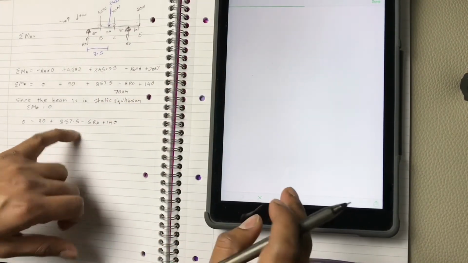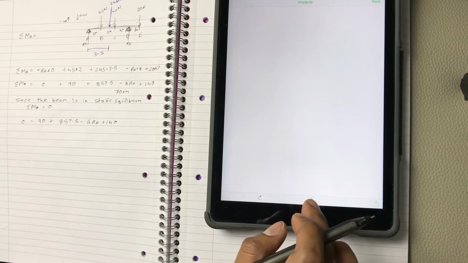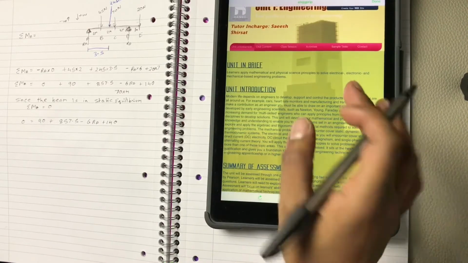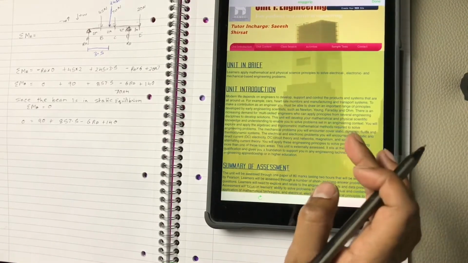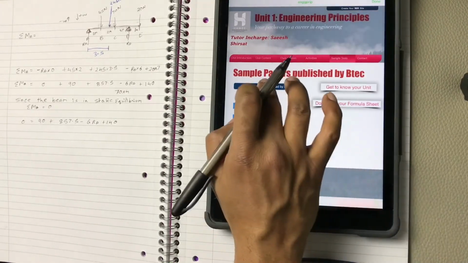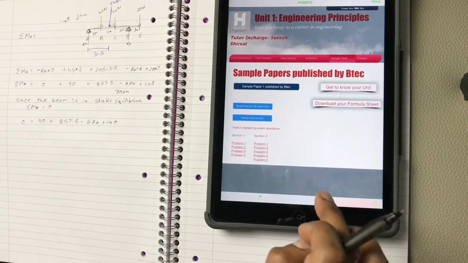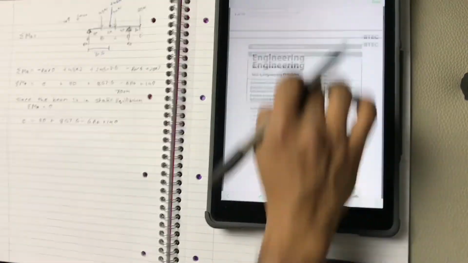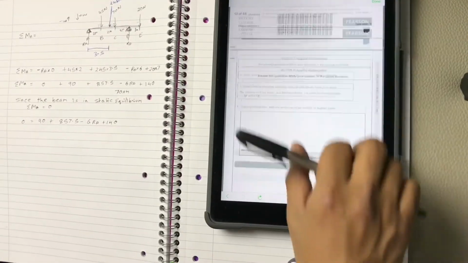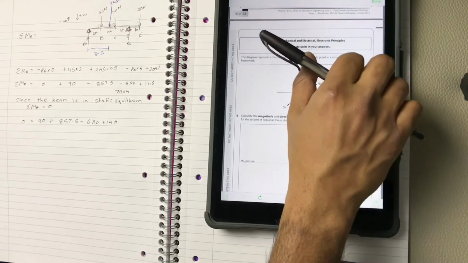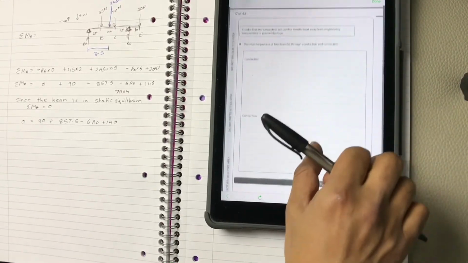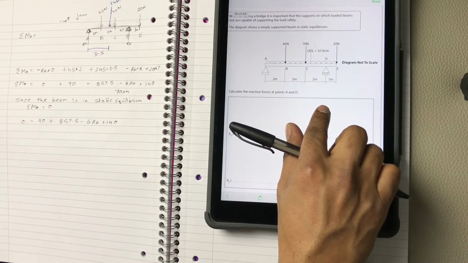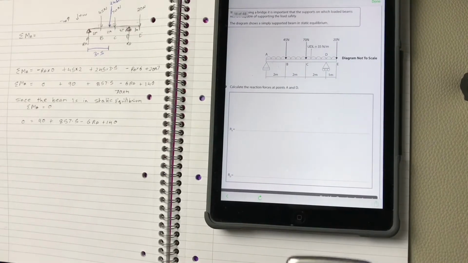So this is the app by VenStudio that I use to access my website on the iPad. It's very easy and it is very clear, hence I use it. And your paper is in sample tests, sample paper 1 published by BTech. And I'm going to scroll to my problem. Yeah, there it is. Let me zoom in. Calculator.